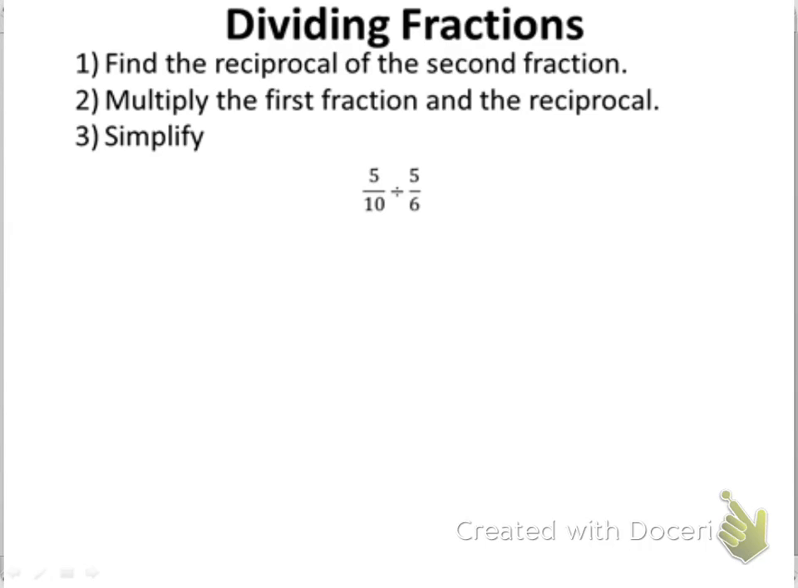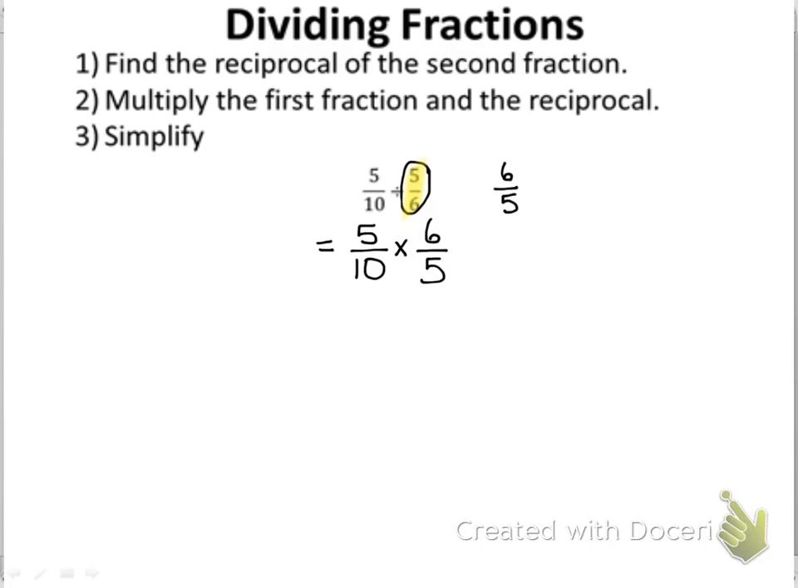Let's do this first example together. We have 5/10 divided by 5/6. Okay, my first step is to find the reciprocal of 5/6. The reciprocal of 5/6 is 6/5. So that means that I would have 5/10, and now we multiply by the reciprocal. So we're going to multiply by 6/5. Make sure you pay close attention. This isn't the same fraction here. It's the reciprocal of it.